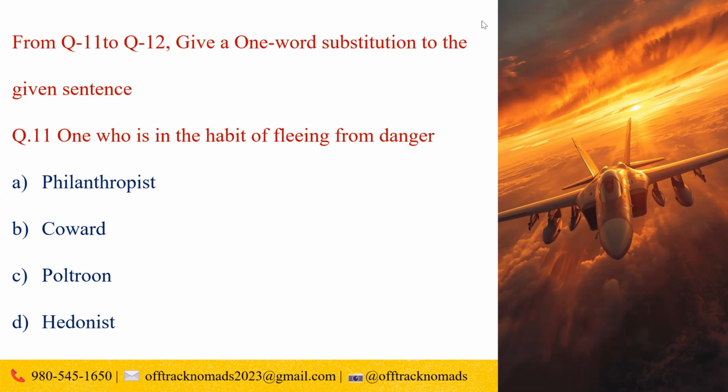So one word substitution for question 11 and 12. Give a one word substitution to the given sentence. Question 11. One who is in the habit of fleeing from danger. Who is this? Who has a habit of fleeing from danger? Coward. So this is where you make a mistake. A coward is a person who is afraid. It's not one who flees from danger. So what is the answer? It is poltroon. He is a person who has the habit of fleeing from danger. The moment he sees it, he escapes. Okay, so that is the answer.